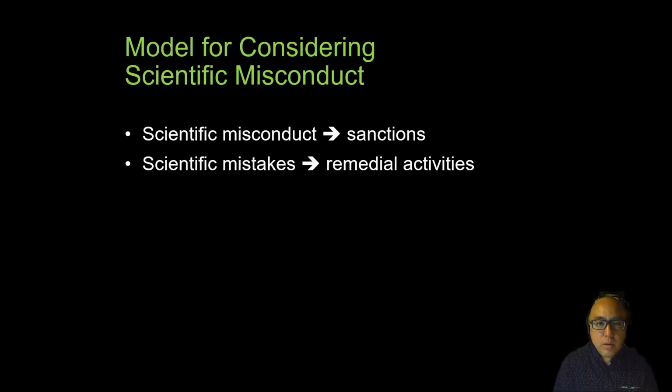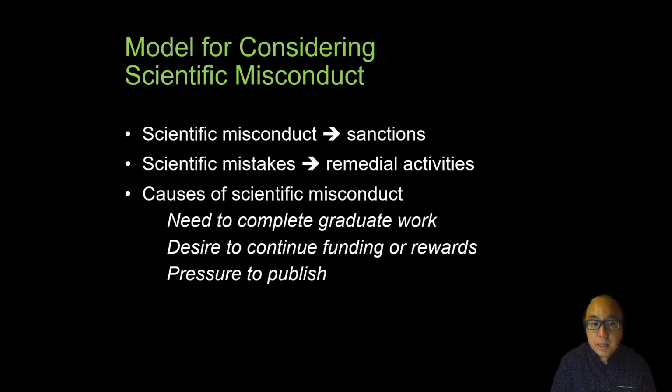In terms of mistakes, there are remedial or learning activities that potentially reduce or minimize the risk of mistakes performed in scientific research. So the best way to address scientific misconduct is to understand the root of the problem and understand why scientific misconduct happens in the first place.